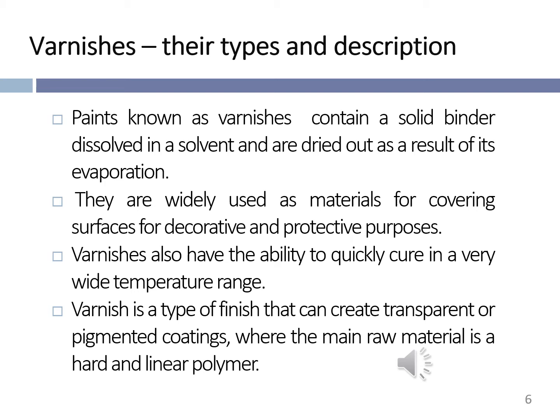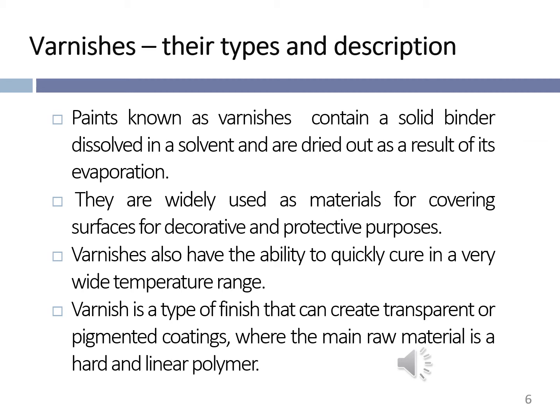Varnishes, their types and description. So what are varnishes? What are their types? And how can we describe the varnishes? Paints known as varnishes contain a solid binder dissolved in a solvent and are dried out as a result of its evaporation. So, paints are called varnishes. Paints and varnishes act as a protective covering. Paints are also called varnishes because they contain a solid binder.